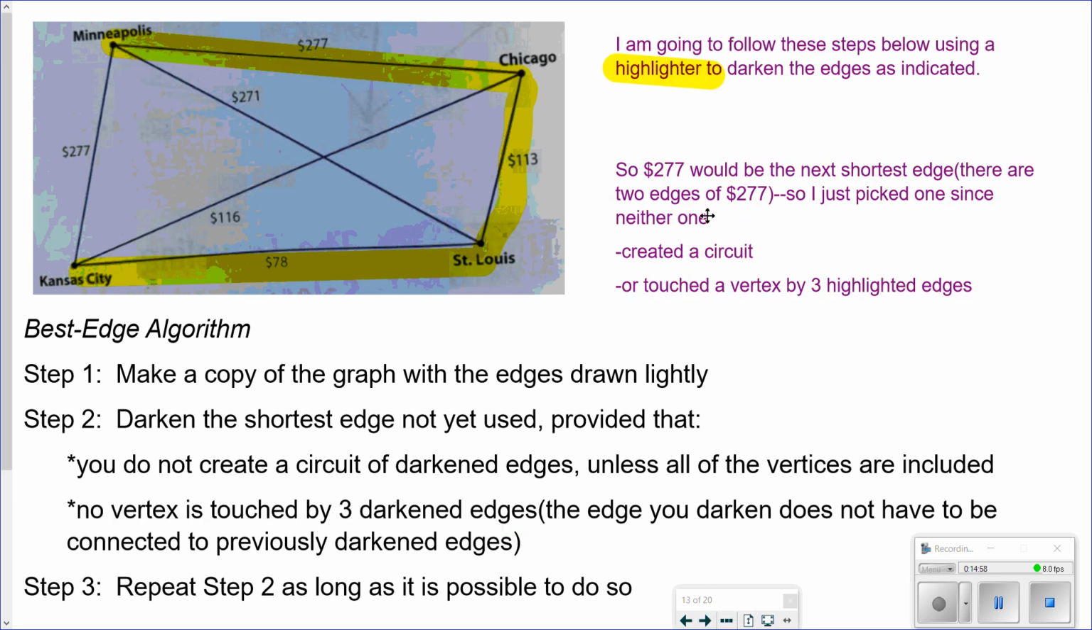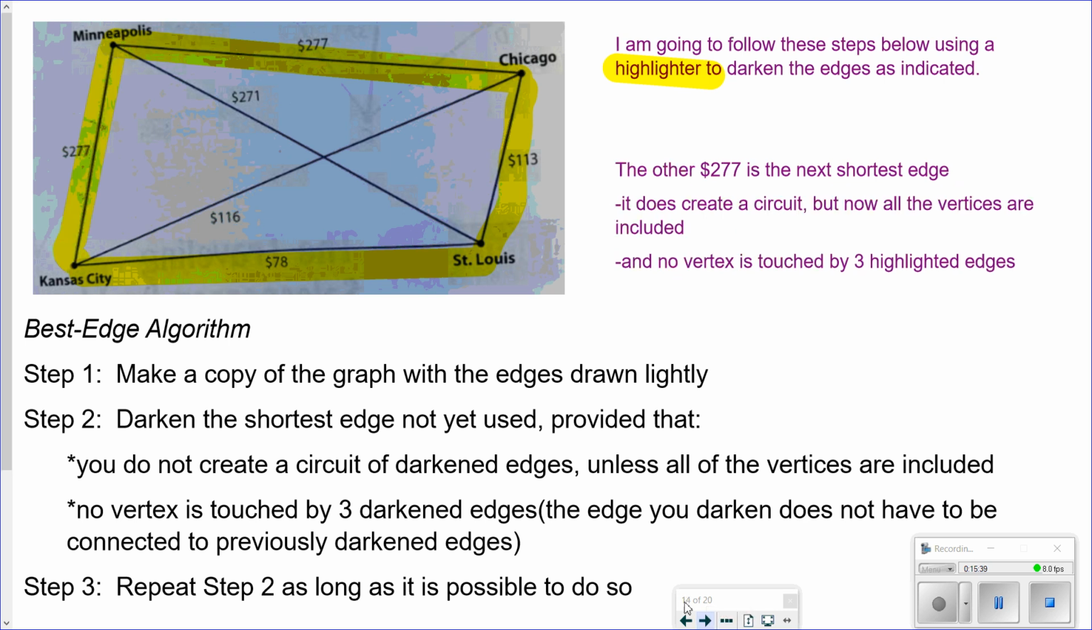So I go on to the next shortest one, which is the 277. And actually the other one that's left is also 277. So there are two edges of 277. So I just picked one since neither one, right? So if I went with this highlighted one from Minneapolis to Chicago, it didn't create a circuit and it didn't create a vertex that would be touched by three highlighted edges, right? Because this vertex is only touched by two, same with this one, and one. So it's okay to add that highlighted edge in, right?